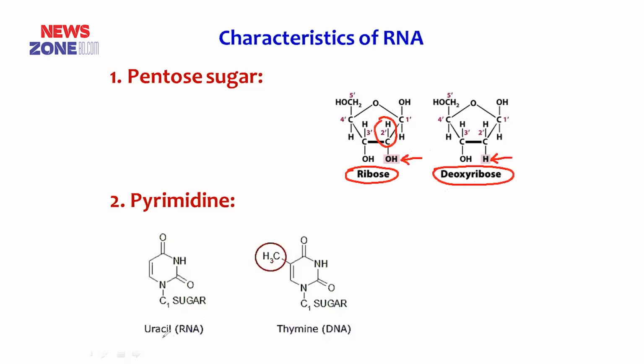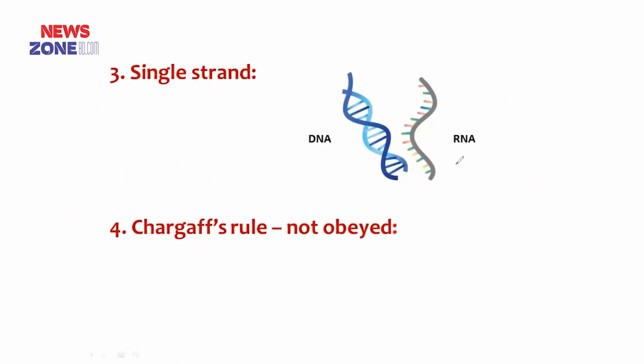Here is the structure of uracil and this is thymine. The structural difference lies here. Thymine contains a methyl group, but the uracil does not. It is the methyl group. RNA is usually a single-stranded polynucleotide. It is a single-stranded molecule, but the DNA has double strand.